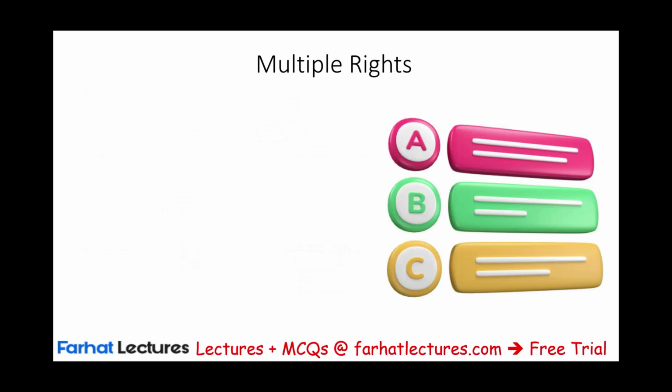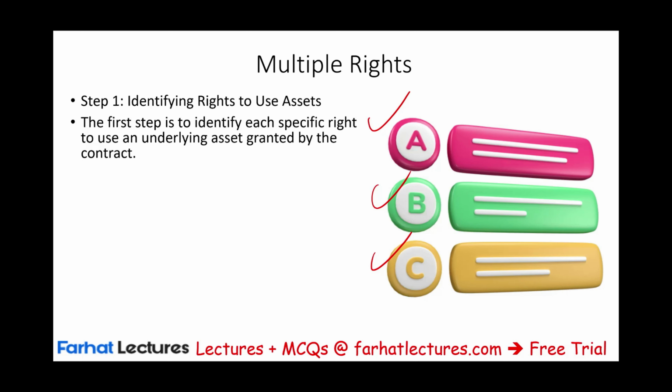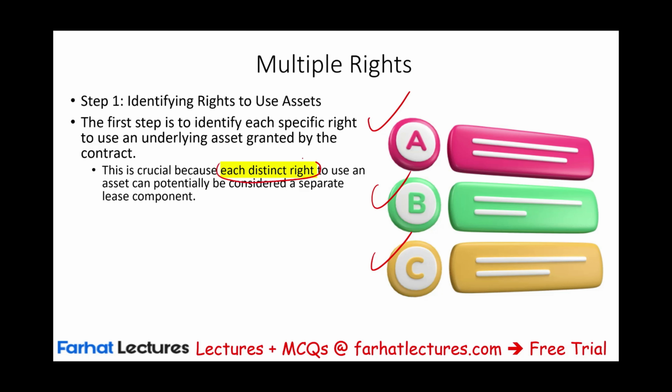Now, let's talk about rights, multiple rights. When we have a lease, we have to determine how many rights we have. Identify rights of use asset. Do we have A, B, C, 1, 2, and 3, or do we only have 1? The first step is to identify each specific right to use an underlying asset granted by the contract. And this is important because each distinct right to the asset can potentially be considered a separate lease component. Again, back to the hardware and the networking equipment. They're two separate assets, and they could potentially be considered 2 separate lease components.